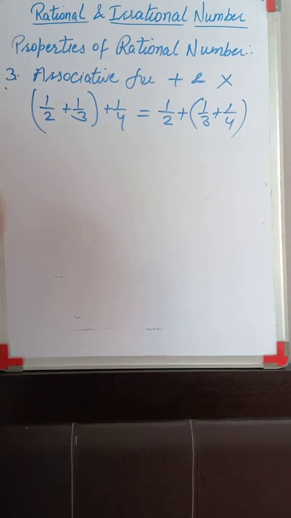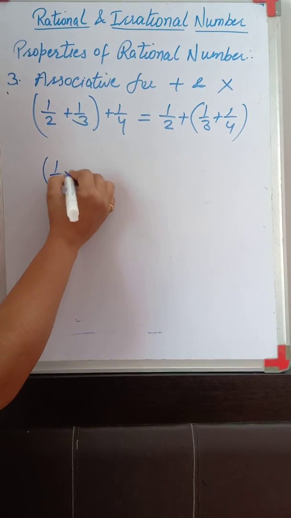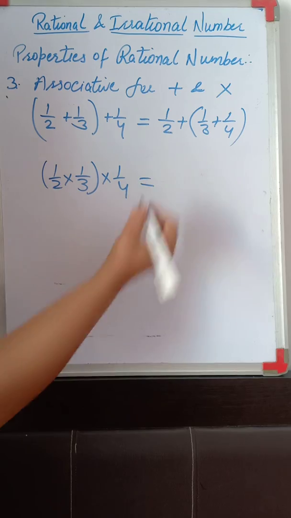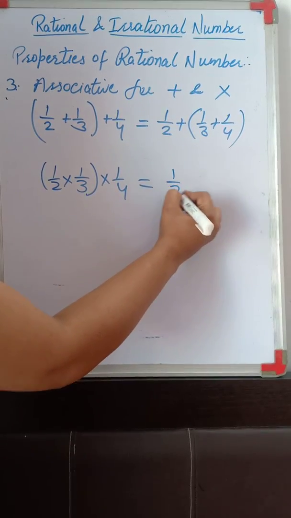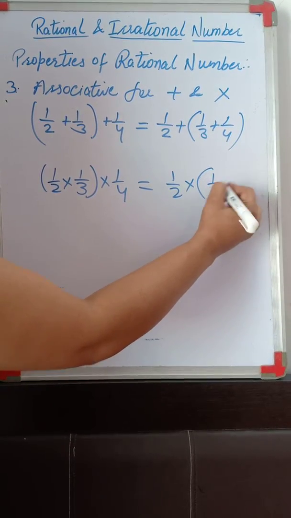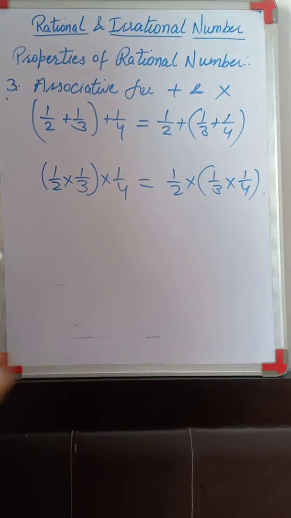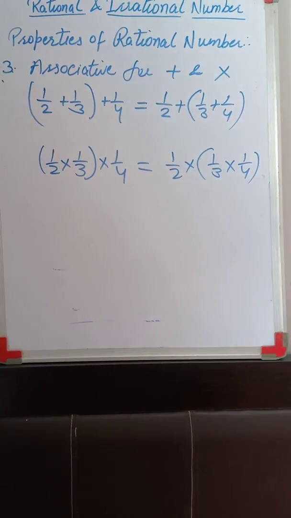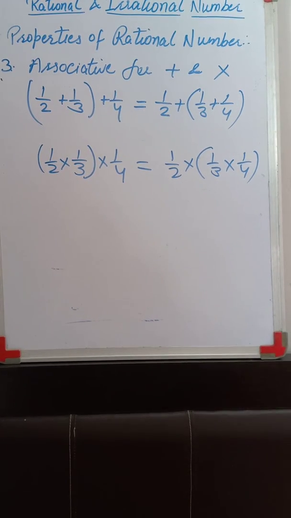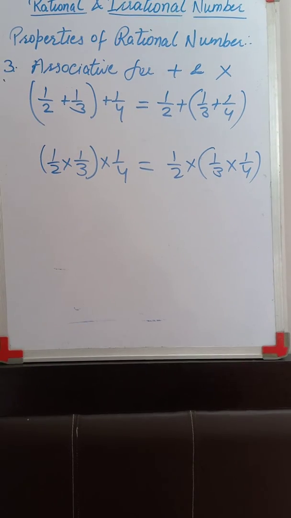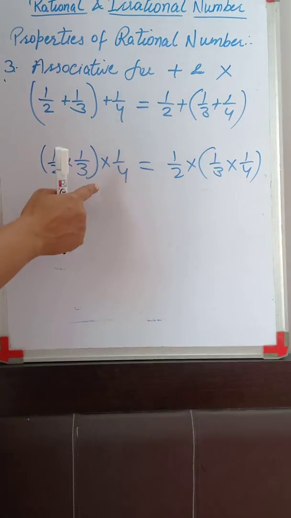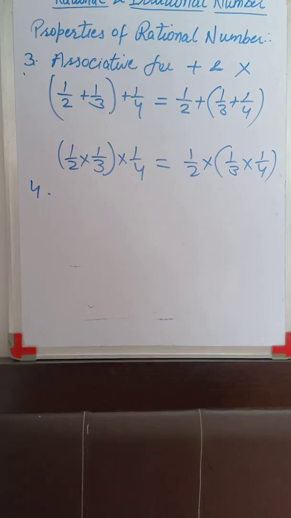Same in case of multiplication, if I write 1 upon 2 into 1 upon 3 and then into 1 upon 4, it will be equal to 1 upon 2 into 1 upon 3 into 1 upon 4, right? So whether the terms are of addition or multiplication, the rational numbers have the property of being associative in addition as well as in multiplication.